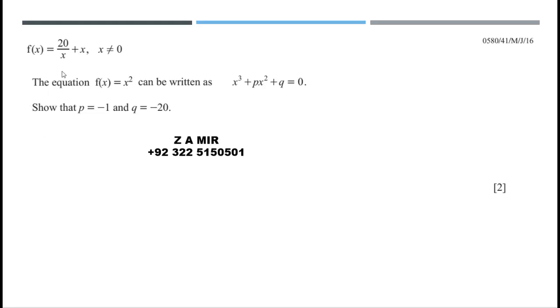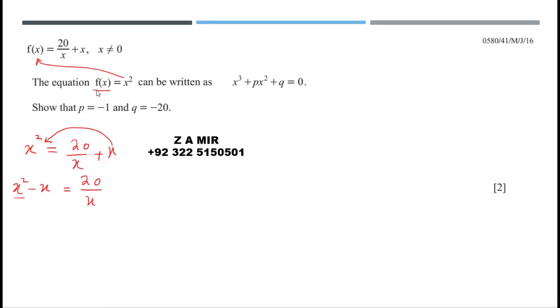f(x) is equal to 20 over x plus x. The equation f(x) is equal to x squared. So we will write this f(x), which is x squared, over here. So it will become x squared is equal to 20 over x plus x. Okay, let me bring this x over here. It will become x squared minus x is equal to 20 over x.